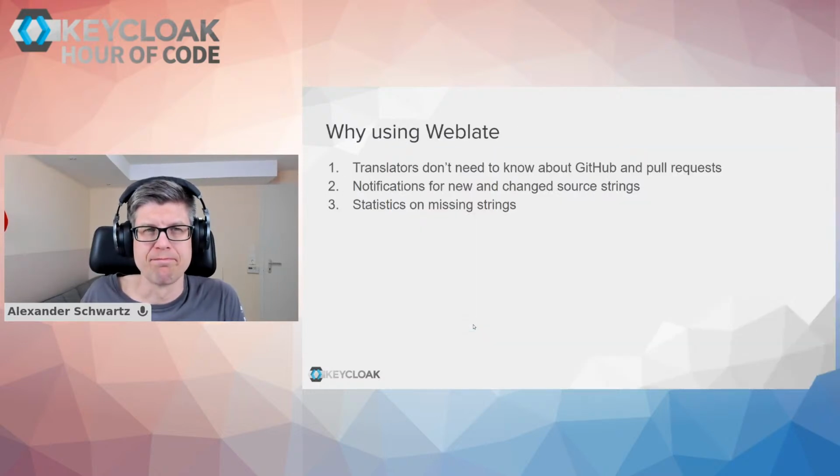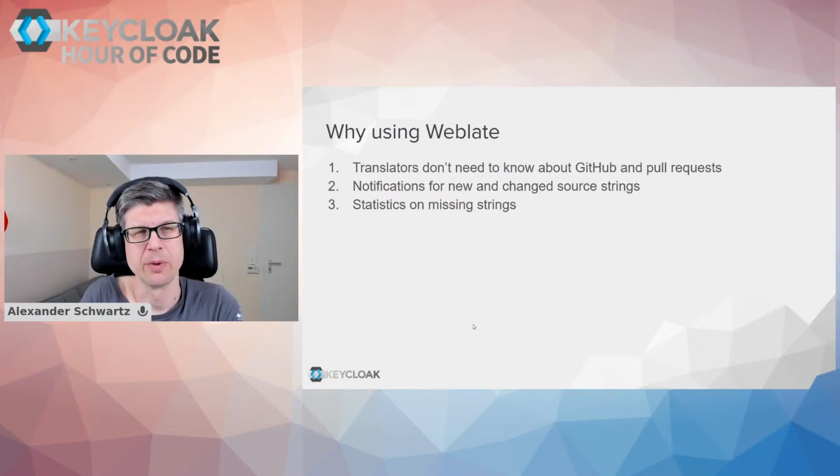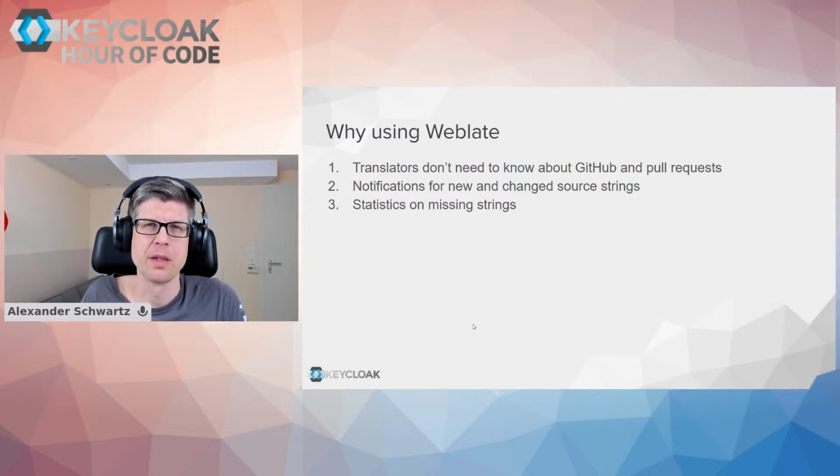So, why are we using Weblate in the first place? Before I dive into the demo, translators don't need to know about GitHub and pull requests when they're using Weblate. You see the English text, you can translate it to your own language. You have some tools available that help you to format the text in a nice way. And then you also have notifications when some texts have changed in the original English text, so you can update your local language. And we provide you some statistics on maybe some missing strings that you may want to translate next when you're a translator.